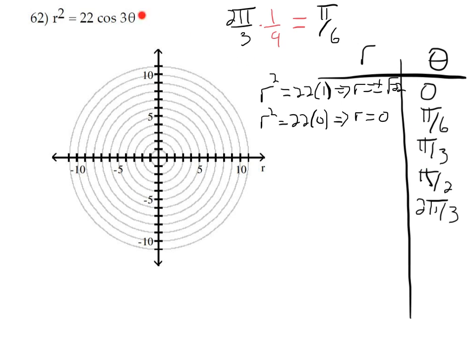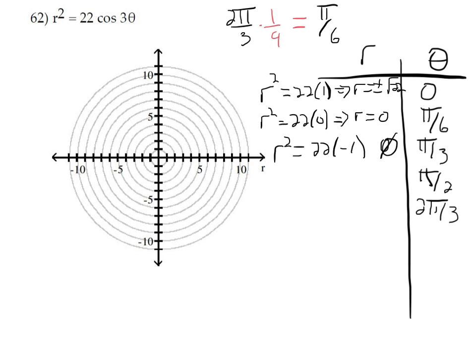Pi thirds times 3 is pi. Cosine of pi is negative 1. So we have r squared equals 22 times negative 1. R squared can't equal negative 22. So that one actually gives us no information. Interesting.